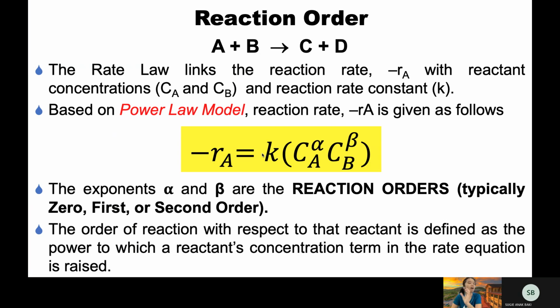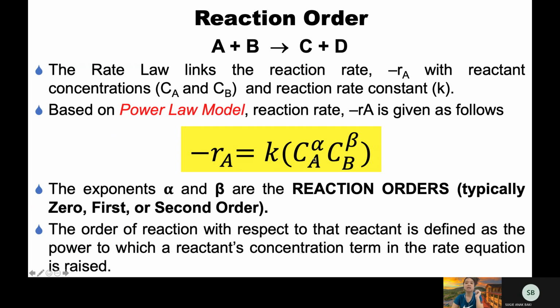So these terms are, first we will see there's a K. So K is what we call as reaction rate constant. Okay, so minus RA is the reaction rate. K is the reaction rate constant, pemalar kadar tindak balas. Okay. In the bracket, you will see we have Ca, Cb.